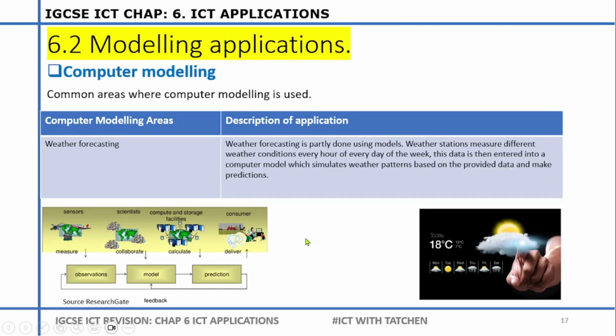Now, another very practical modeling application is weather forecasting. This is usually a common question in IGCSE. So, weather forecasting is actually modeling. Part of it is done through modeling, and once the models are well trained, the system can use that to automatically predict the weather.